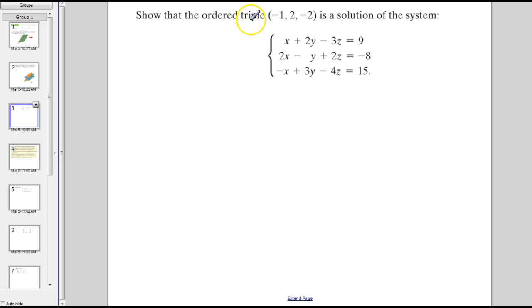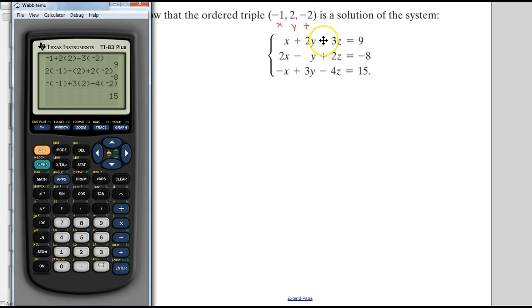So first of all, let's make sure we understand what it means to be a solution to a system. If this is a solution to this system, which it says it is, show that it is. It just means when I plug in -1 for all the x's, 2 for all the y's, and -2 for all the z's, all these equations are true. So this is how we show an ordered triple is a solution to the system. We take everywhere there's an x and replace it with -1, everywhere there's a y and replace it with 2, and everywhere there's a z and replace it with -2, and then show that when we do that, we get 9, -8, and 15 in these cases. So this is a solution to that system.